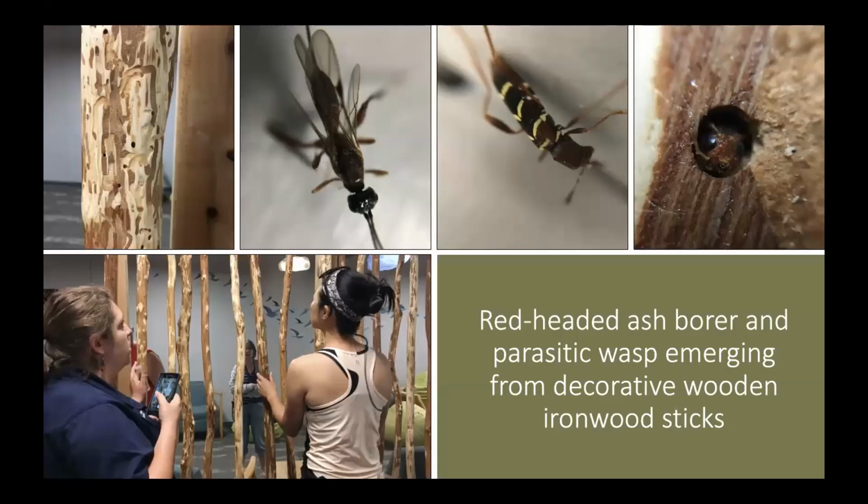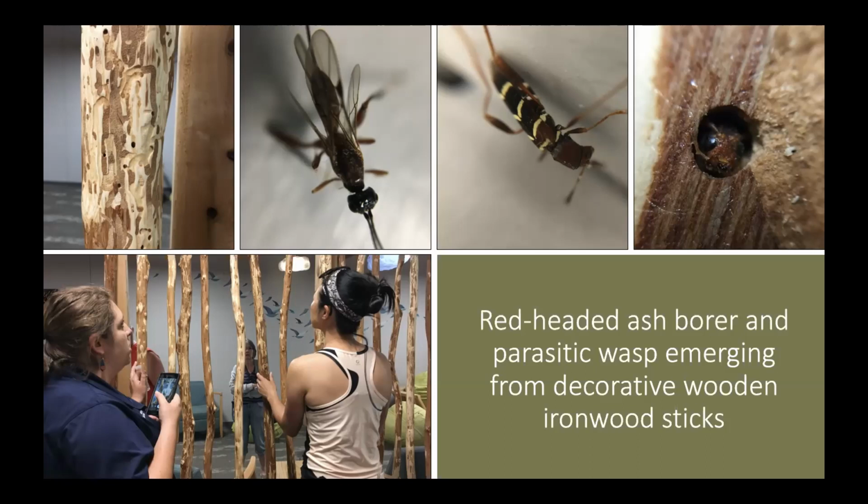I had an experience at Schramm Educational Center last May, where they had these decorative wood sticks in their new education center made out of the ironwood from the woods. And Amber here asked me about what these little holes were, but as I was walking around, I was seeing these red-headed ash borers all over, which is a native ash borer. And then all these wasps were also hanging out on all the patrons and all the people that were there. And it turns out that out of here, beetles were coming out of some holes, and out of some holes, the wasps were coming out.